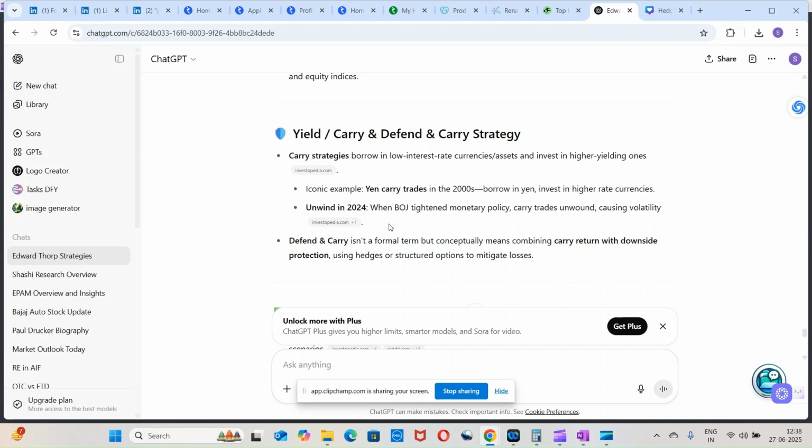Here the example is the yen carry trade in the 2000s, borrowing in yen and investing in higher rate currencies. This got unwound in 2024 when the Bank of Japan tightened monetary policy, and the carry trades got unwound, causing volatility. Defend and carry isn't a formal term, but conceptually it means combining carry return with downside protection using hedges or structured options to mitigate losses.